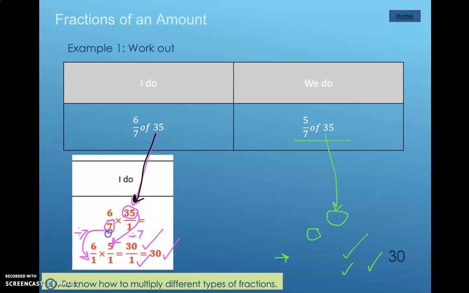So now we look at our cross simplification again, and we know that the 7 on the bottom and the 35 on the top are both in the 7 times tables. So if we divide them both by 7, we get a simplified multiplication. And we just have to multiply the top together and multiply the bottom together. So on the top we get 30, on the bottom we get 1. So we just get 30. Now if you can pause the video and try the redo.